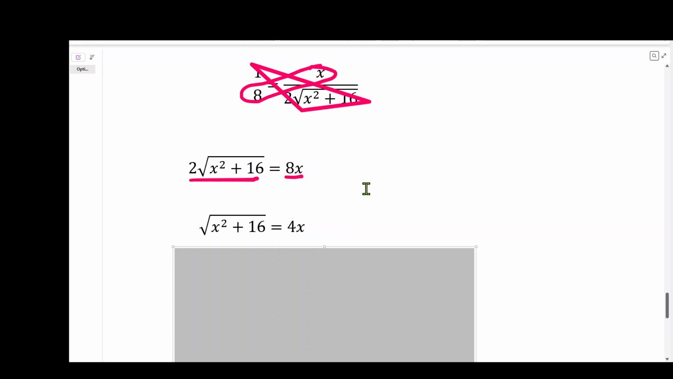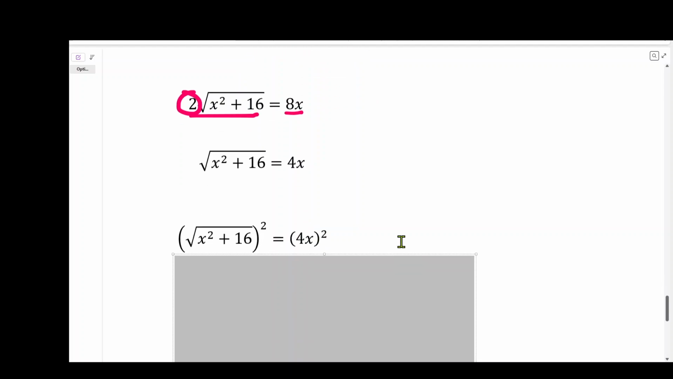So I divided both sides by 2 because multiply by 2, why bother? I'm going to divide by 2. That's why you see 4x. So now I'm at the point where I need to just get rid of that square root sign. I'm just going to square both sides. So square both sides.